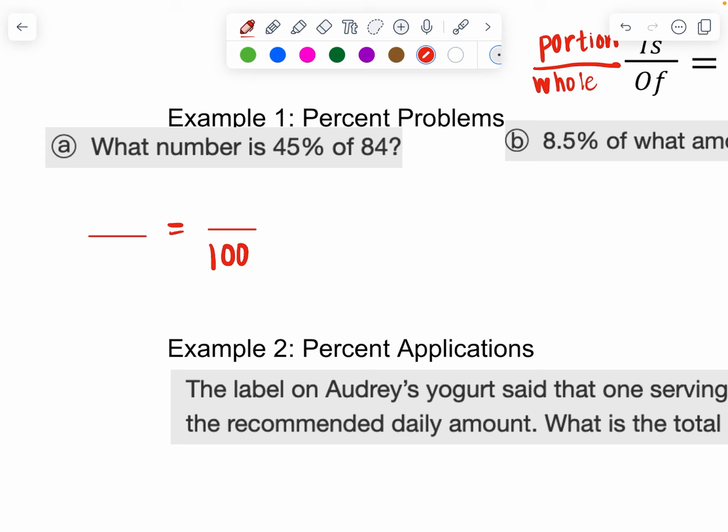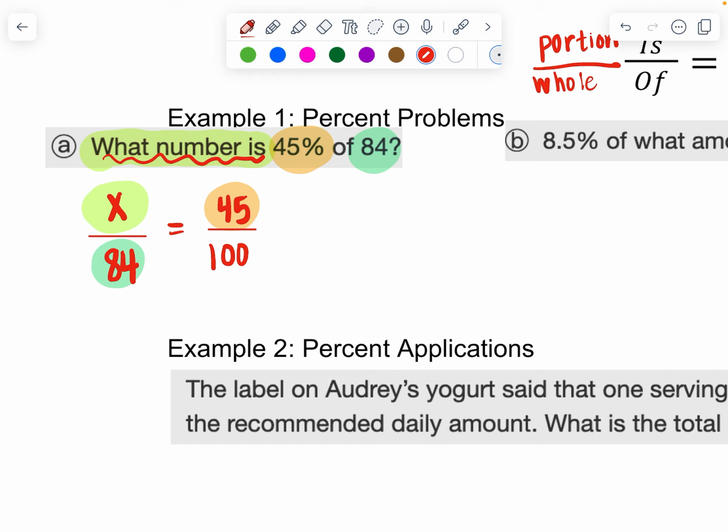So it says, what number is? That means I do not know the is. 45%, I know the percent goes up here. Of 84, I know the of goes down there. So since we're looking for the is, we'll make that x. Of is 84, and then 45 is a percent.